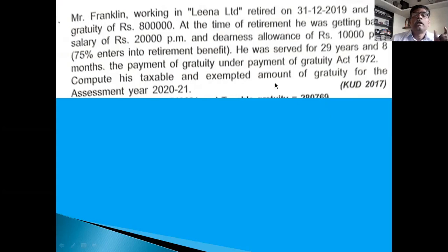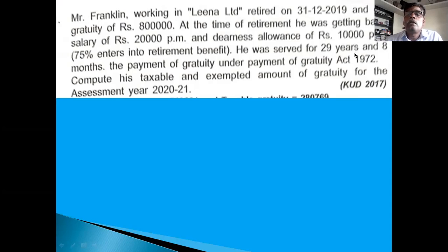Compute taxable and exempted gratuity for the assessment year 2020-21. This is the problem asked. Clear? You see here. This DA is to be considered fully if he is covered under Gratuity Act 1972. If he is not covered under the Gratuity Act 1972, instead of 10,000, 75% is to be considered. This is the point you remember.